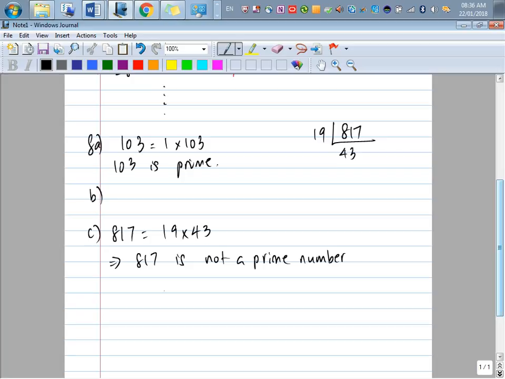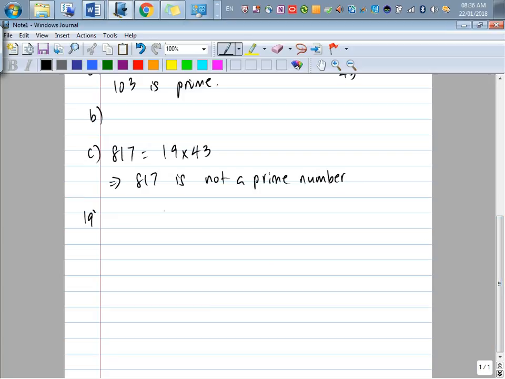The final question I want to go through is 19. Express them in index notation where the bases are prime numbers. So 12 times 15. Instead of using our calculator, take 12 times 15 and then get 180. And then you do this. Instead of doing this, there's an easier way. Let me show you the easier way.